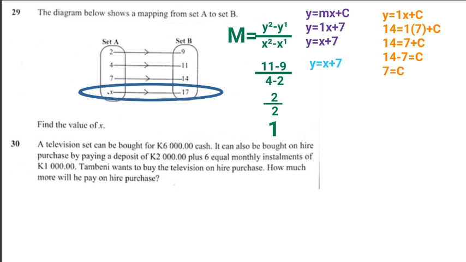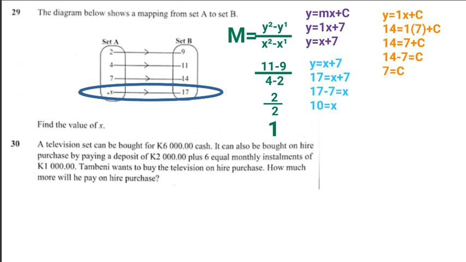Then we ask, what is the value of y there? It is 17. So we say 17 is equal to x plus 7. Then we put like terms together, so 17 minus 7 is equal to x. We evaluate 17 minus 7, which gives us 10. So 10 is equal to x. The value of x in that mapping is 10.